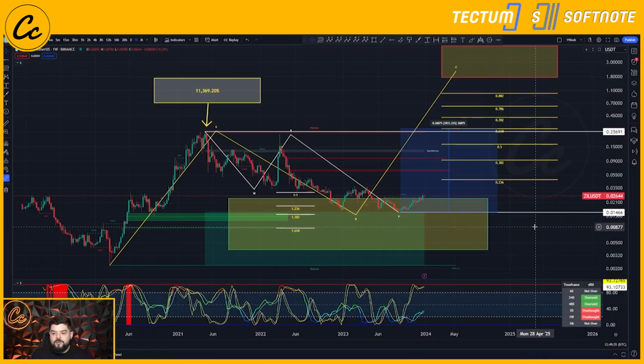So when we talk about a push up to around that 25 cent level, perhaps 28 cent level, I think that is perfectly achievable. In reality, price just now sitting at 2.6 cent. It's 20 cent from its current price, and I think that's perfectly achievable in the bullish market.